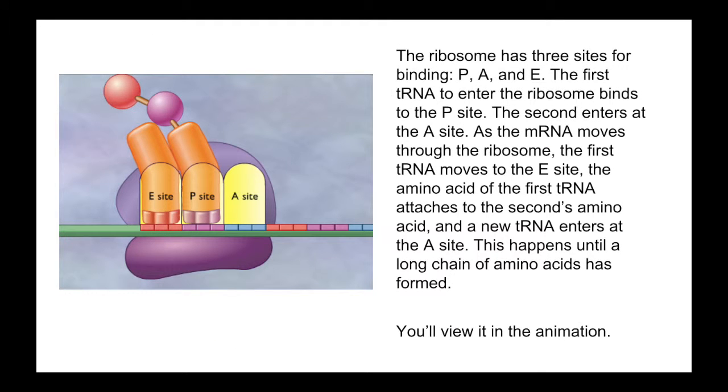Inside the ribosome, there are 3 sites for binding, P, A, and E. The first tRNA binds to the P site, the second enters at the A site. The amino acids bond through a carboxylamine bond. Then the first tRNA moves to the E site, the second moves to P, and a new tRNA enters at A. This happens till a long chain of amino acids has formed. The E site will not be shown in this animation.